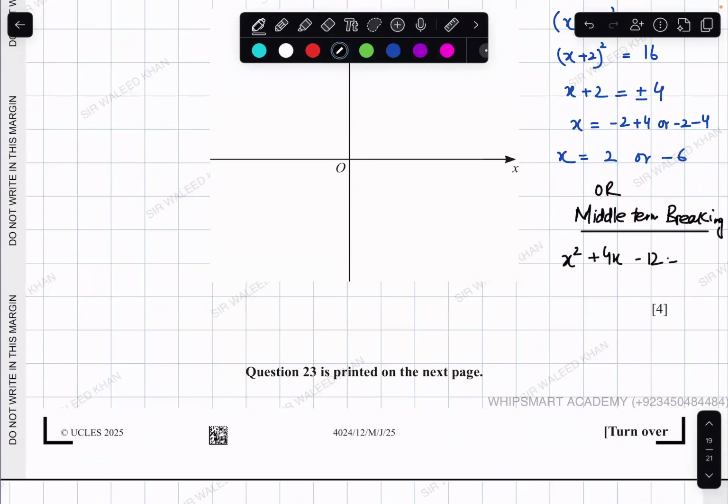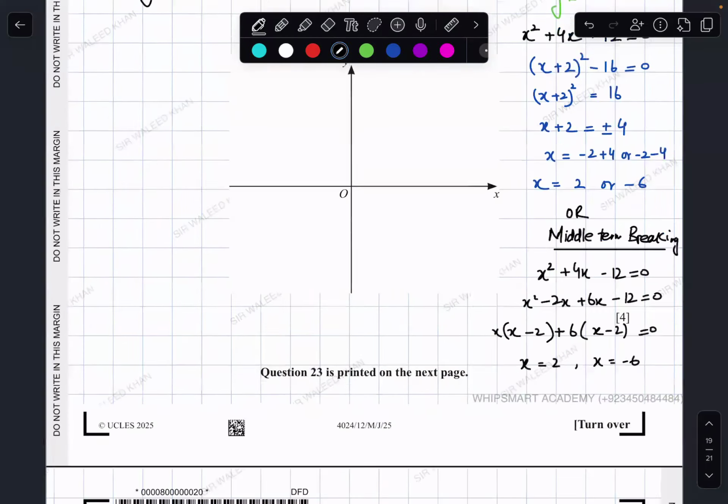x square plus 4x minus 12 is equal to 0, and we have two brackets: x square minus 2x plus 6x minus 12 is equal to 0. So x minus 2 plus 6 times x minus 2. So you have x is equal to 2 and x is equal to minus 6. So you can use this or that.